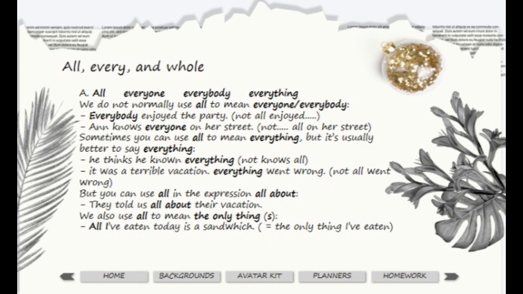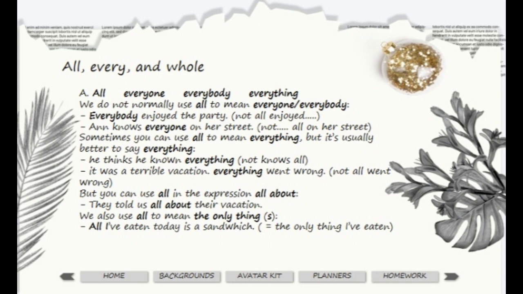The next, all, every, and whole. A. All, everyone, everybody, and everything. We do not normally use all to mean everyone or everybody. For example, everybody enjoyed the party. It means not all enjoyed. Sometimes you can use all to mean everything, but it is usually better to say everything. For example, he thinks he knows everything. It means not know all.